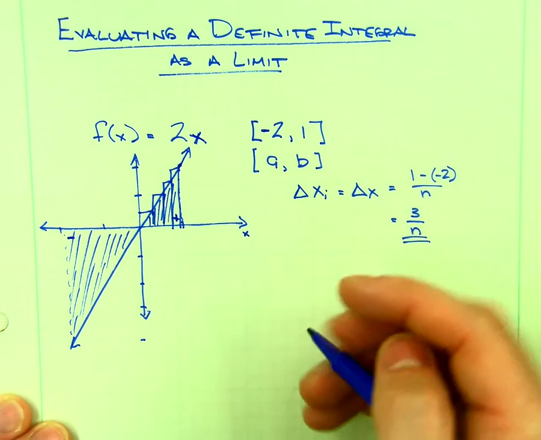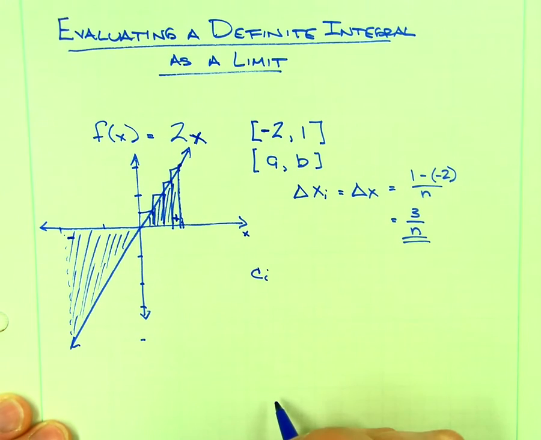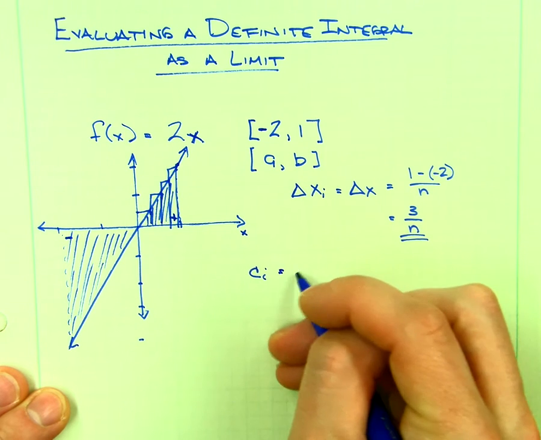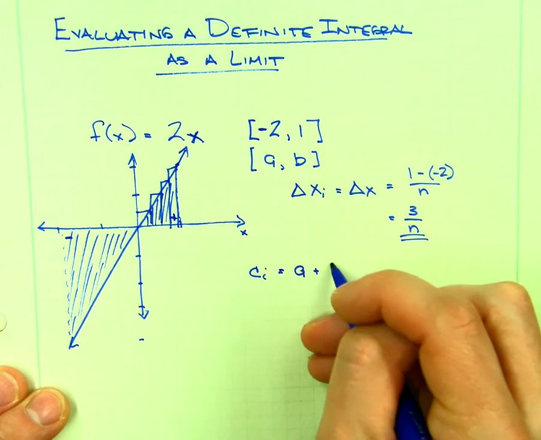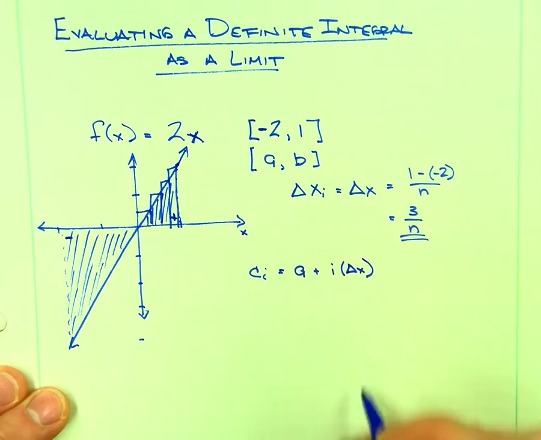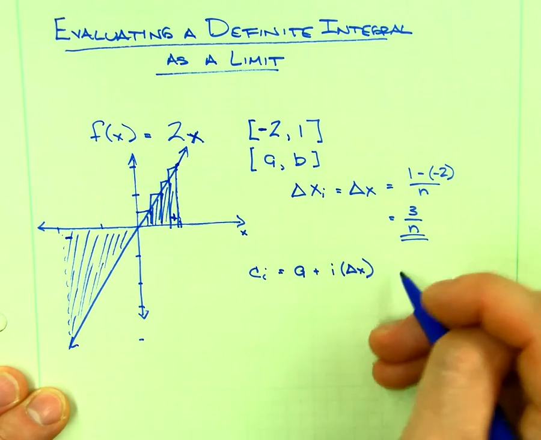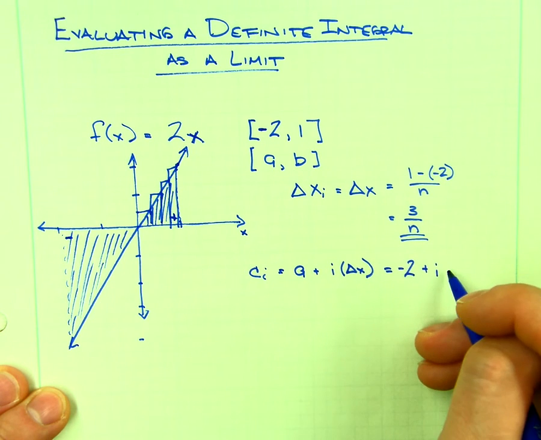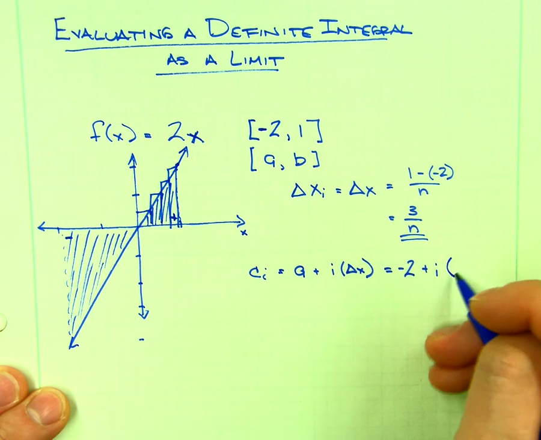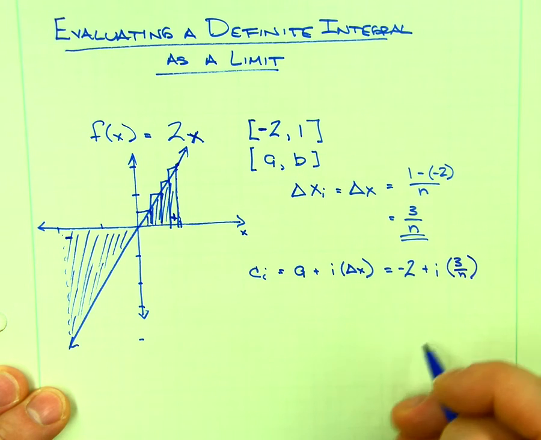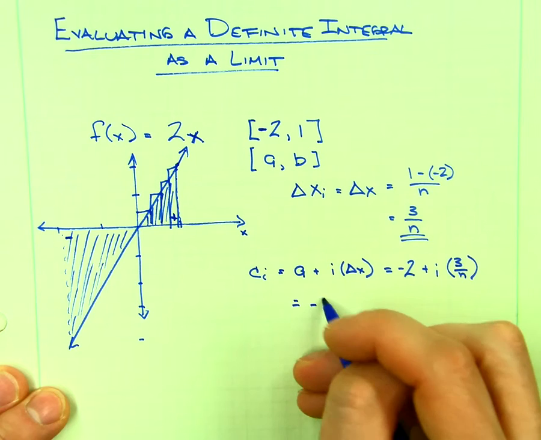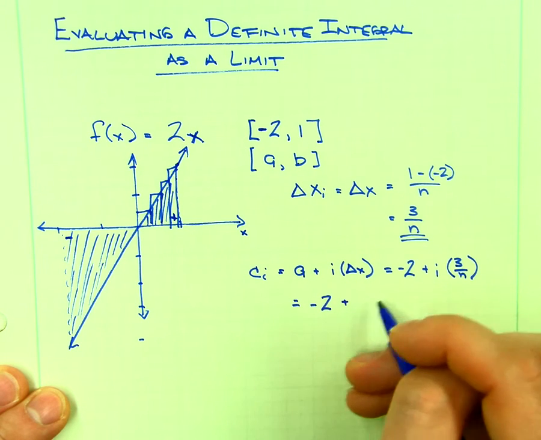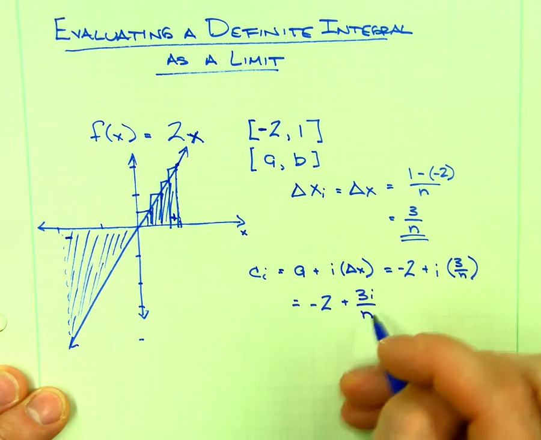Let's remember that, and then move on to our next important piece, which is c sub i. Remember, if we're using the right endpoint of each subinterval, then c sub i is just this equation: a plus i times delta x. And a is just part of our interval here. So a is -2, that's what was given to us, plus i times delta x, which we just calculated to be 3 divided by n. So then I can say my c sub i is going to be -2 plus 3i divided by n.